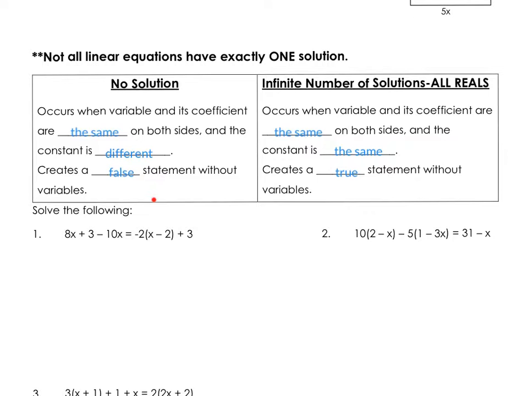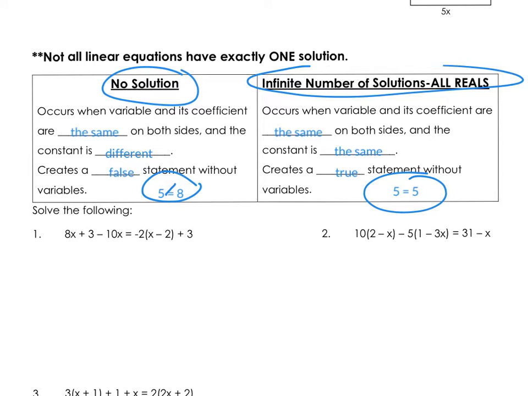So for example, if I had two numbers, such as 5 equals 8, well, I can say that that's not true, so 5 does not equal 8. That would be a false statement. So when we have something like this at the end, that would mean that there is no solution. But then if I end up with something that is true at the end, like 5 does equal 5, that would mean that it's true, so that would mean that I have an infinite number of solutions, or all reals are my solution.